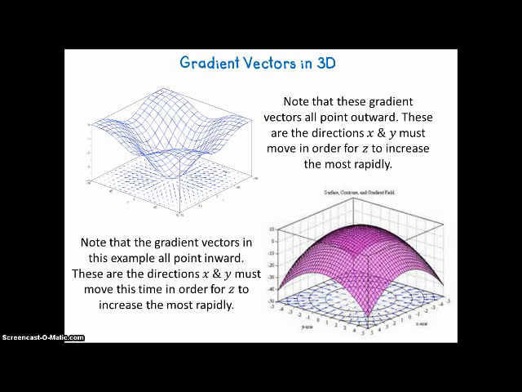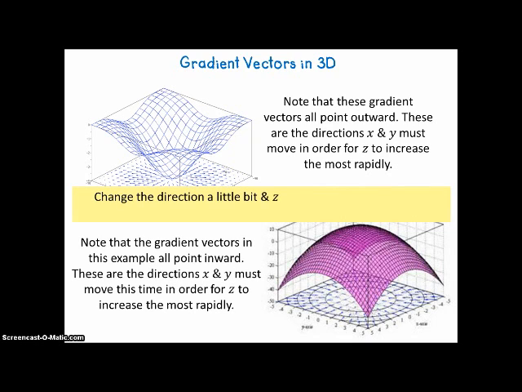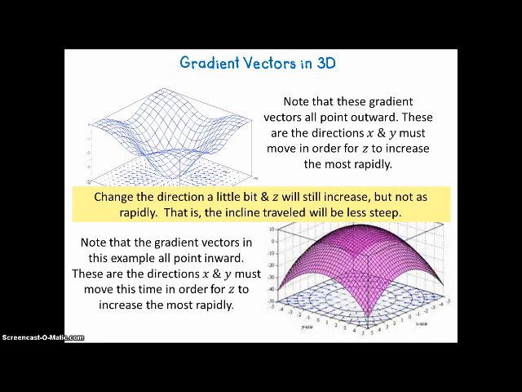These again are the directions x and y must move this time in order for z to increase the most rapidly. So now if you wanted to go downhill, what would you do? Well, you'd go in the opposite direction, and that would get you downhill the most rapidly. Now, if you change the direction a little bit, z will still increase, but not as rapidly. That is, the incline traveled will be less steep if you don't follow the gradient vector's direction.